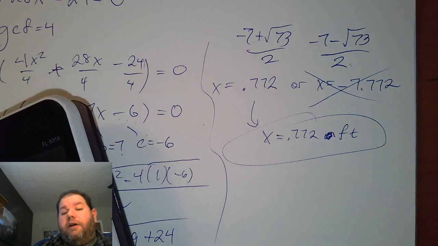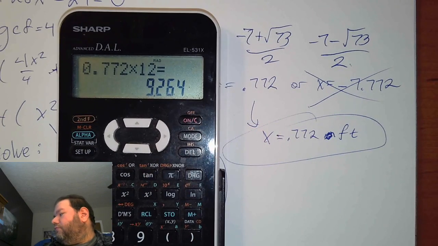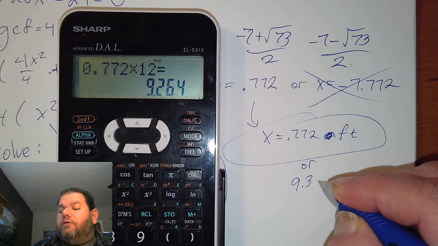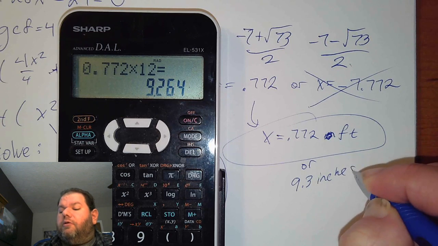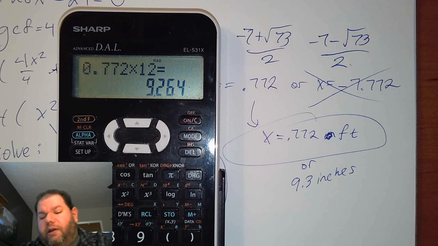So a little bit over 9 1/4, it turns out. Sorry, 9.3 inches, basically. Okay, so that's how wide we'd want to make our flower bed there on the border, just to enclose the region inside perfectly.